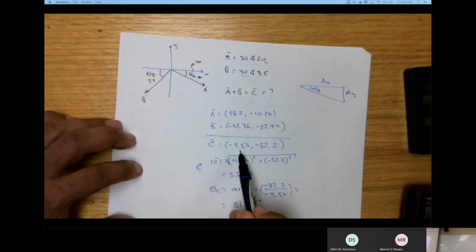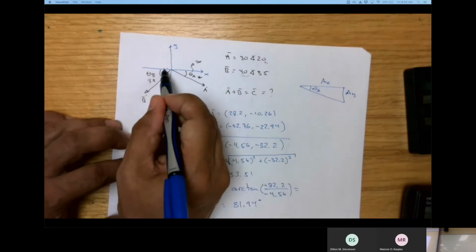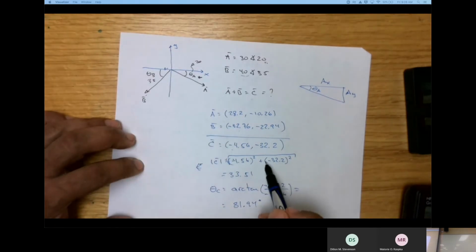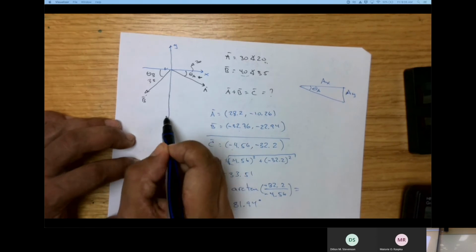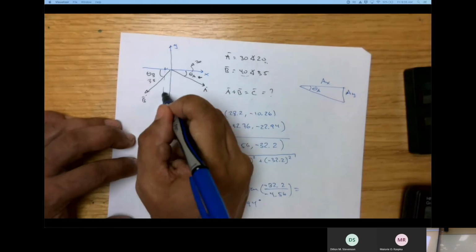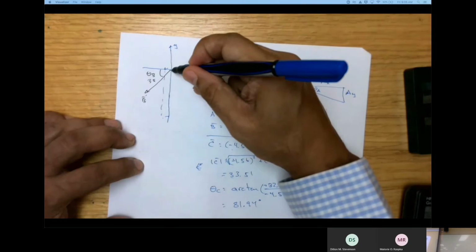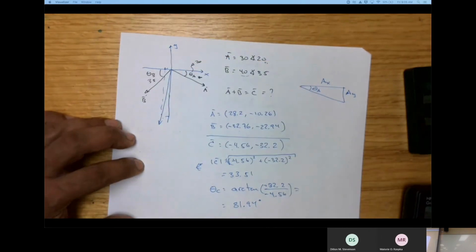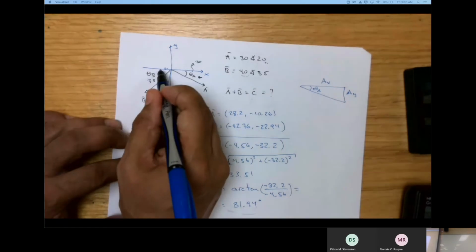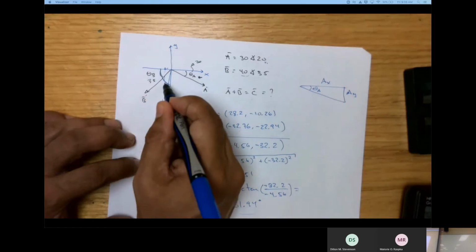So if you look at the components, I have a very small x, minus 4.6. So my x is going to be somewhere around here, and a very large y. So the y is going to be all the way down here. So my vector is going to be somewhere around here. So this 81 degrees is going to be this one. This one is delta C.